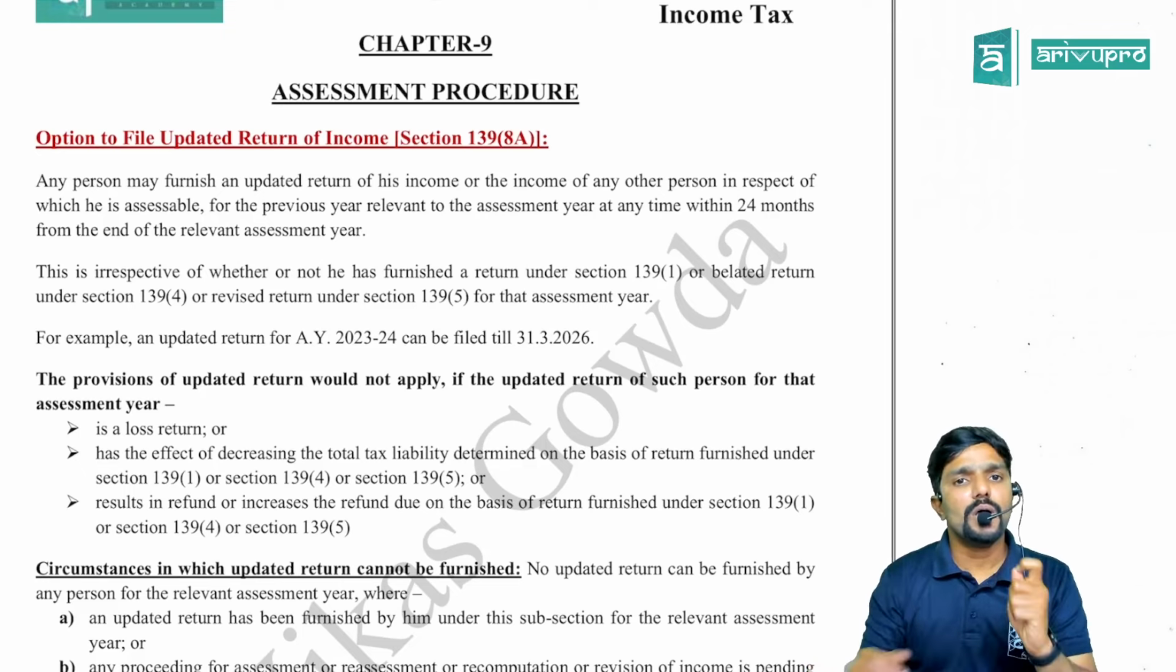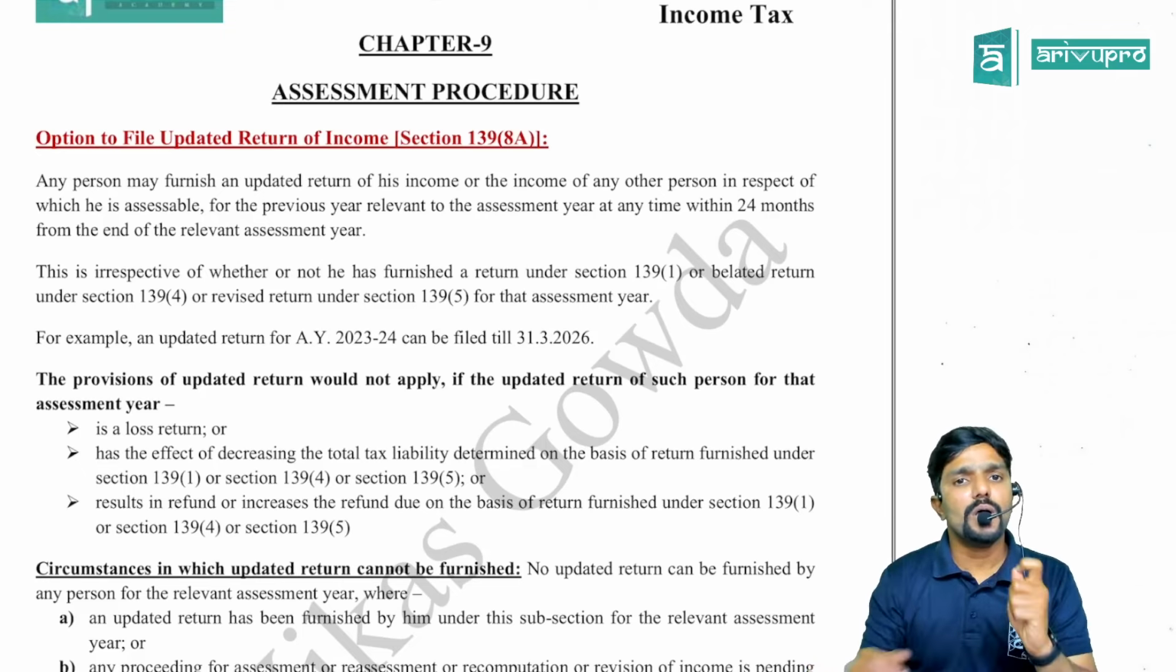Fine. Next. Last paragraph here. If the loss or any part thereof carried forward under chapter 6 or unabsorbed depreciation carried forward under section 32 subsection 2 or a tax credit carried forward under section 115JD is to be reduced for any subsequent previous year as a result of furnishing of updated return of income for the previous year, an updated return is required to be furnished for each such subsequent previous year also.